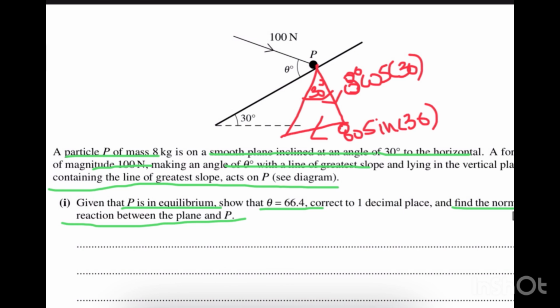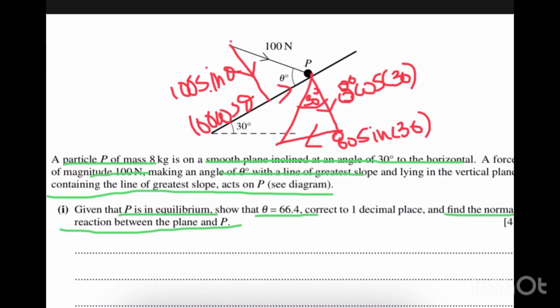As for this 100 Newton force over here, this will become 100 sine theta, and the rightward component will be 100 cos theta. Another important piece of information they've given us is that it is a smooth plane. What that means is that there is no friction. And most importantly, there is a normal reaction acting on P, which I will write as R in the diagram.